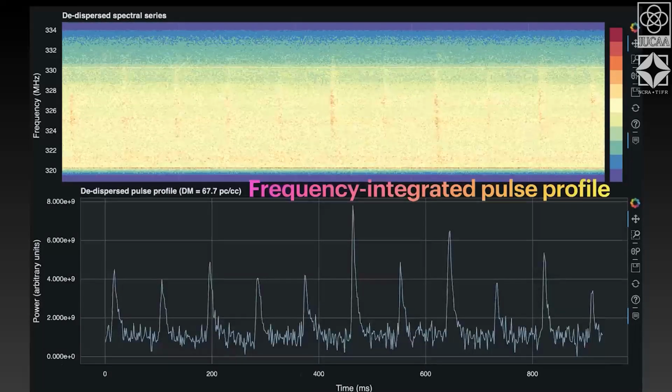So what you can do is combine all this contribution in time, in frequency. The plot at the bottom is essentially where contribution from all different frequencies have been added. So the two-dimensional matrix on the top has been collapsed along the y-axis so that you can see the pulses. So these are the pulses from the Vela pulsar.